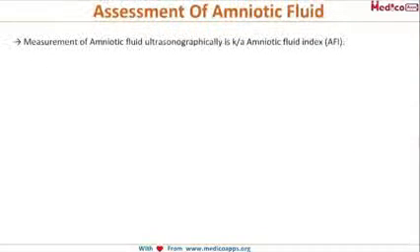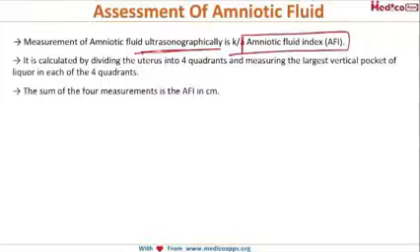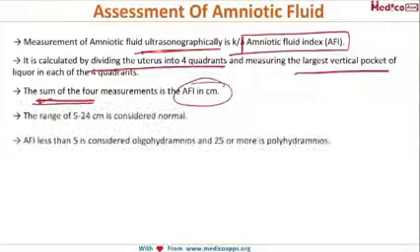Now, how do we assess this amniotic fluid in any pregnant lady? The measurement of amniotic fluid is done by ultrasound, and the index we use is amniotic fluid index. And how do we calculate this? It is calculated by dividing the uterus into 4 quadrants and then measuring the largest vertical pocket of liquor in each of the 4 quadrants, and then we add all these 4 to get the AFI in centimeters. And the normal range of this AFI is 5 to 24 centimeter.